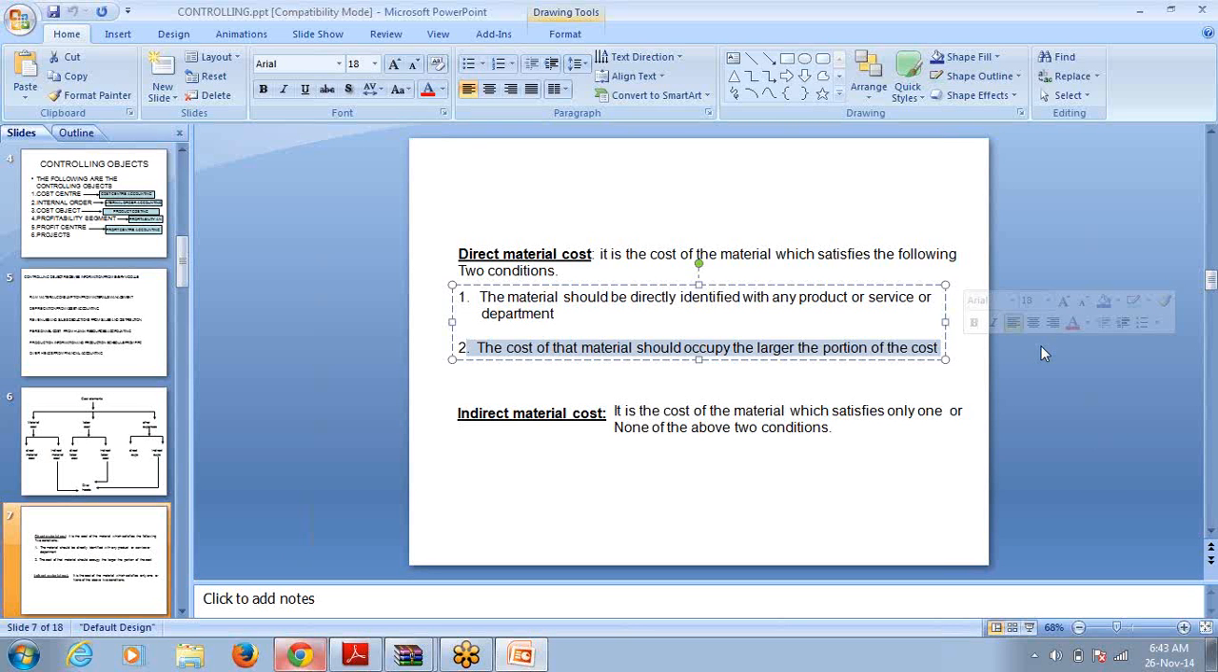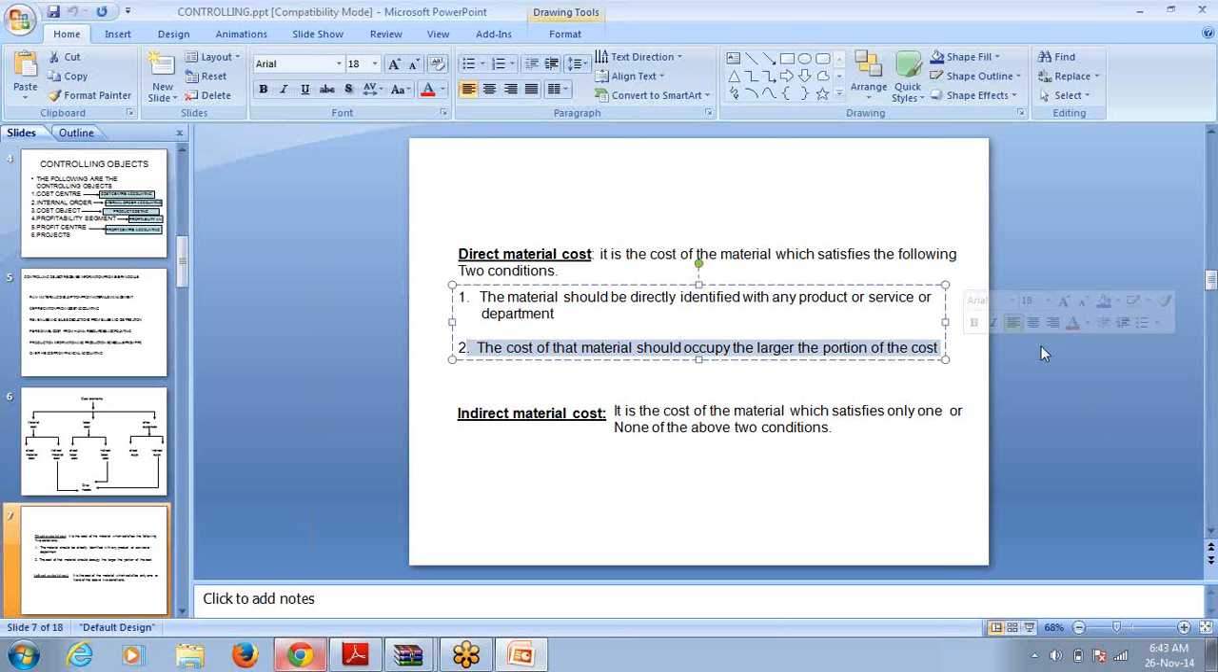Now, you take the iron frame. Within the iron frame, we fix the wooden planks, right? So, by just measuring the length of the iron frame, we can say how many feet of the iron frame we have used. First condition is satisfied. Then, when you compare the total cost of the iron frame with the total cost of the computer table, it is also occupying a larger portion. It will also be around 20 to 25% of the total cost of the product. So, the iron frame is also satisfying both the conditions. So, the iron frame is also called direct material cost.